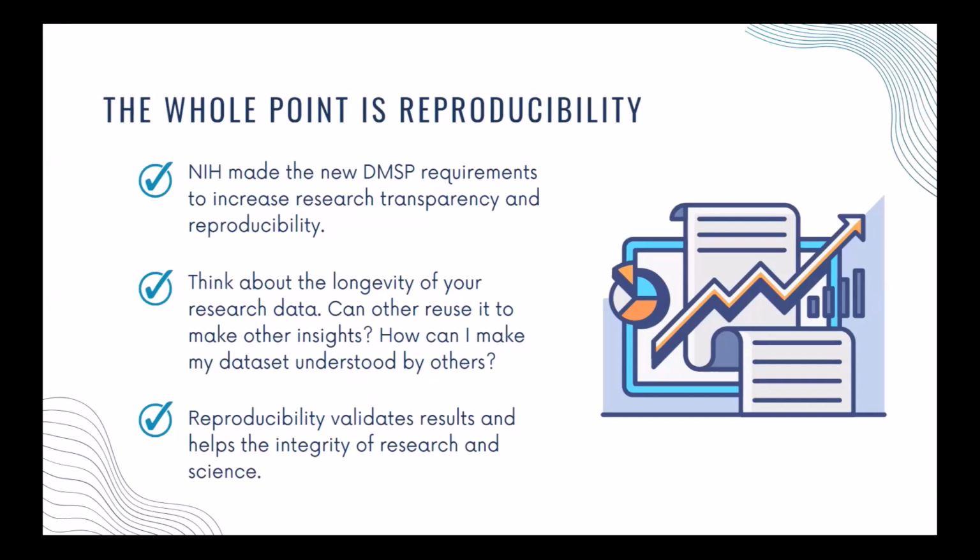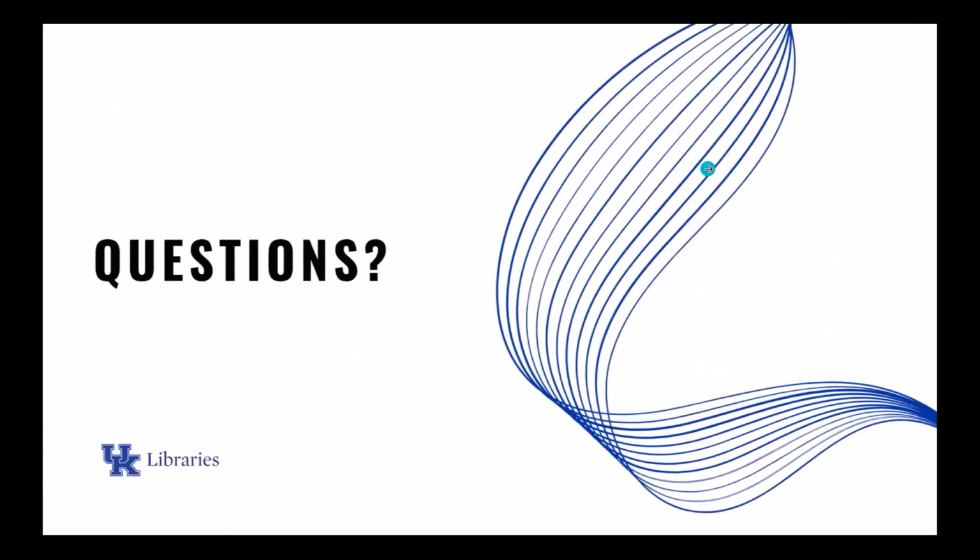It also helps validate results, right? So if data is openly available, people can rerun your calculations and make sure the research is sound, right? So that just improves the scientific process. And also one goal is to make federally funded research openly available. So I just wanted to end with that, and I can take any questions you all have now.